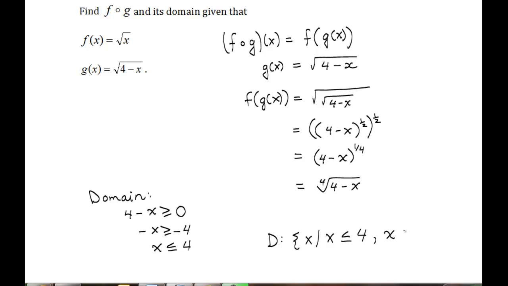And on this interval, x exists for the set of all real numbers. Or, in interval notation, I can write it like this. x will go from negative infinity to 4 inclusive.